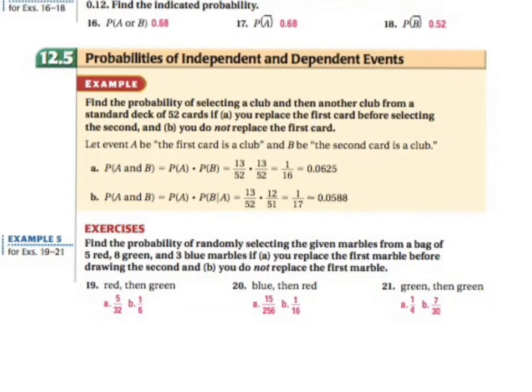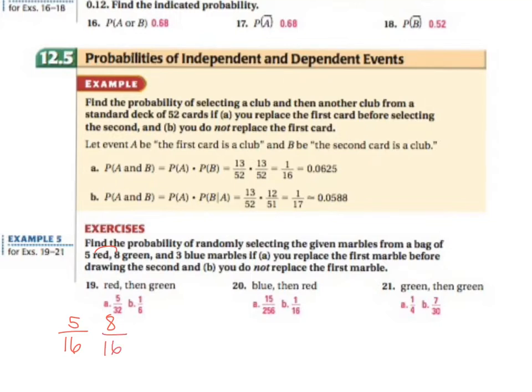So a red, then a green. If you replace it, is 5 over 32 because it would be red. Break that down. So the red would be 5 out of what? This is 13, 16, right? 5 out of 16. And then a green. If you replace it, how many greens are there? 8, and it was replaced, so it's 8 out of 16, right? So a red and then a green.